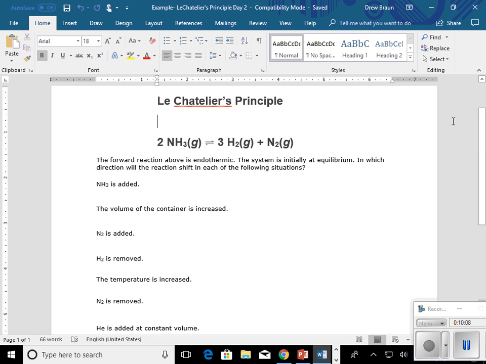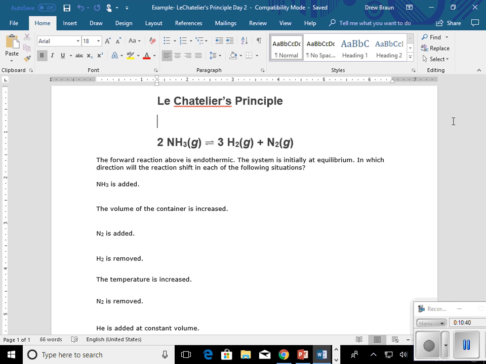For instance, it says that the forward reaction above is endothermic. Okay? So where is heat going to be? If it is endothermic, where will heat be? Which side, products or reactants? It'll be on the reactant side. Okay? So heat is on the reactant side up there. The system is at equilibrium. Which way will it shift?